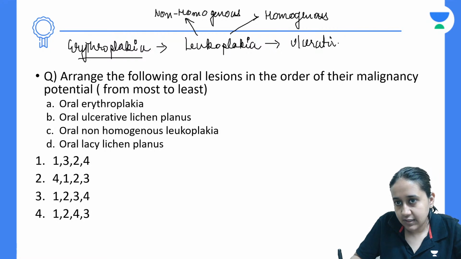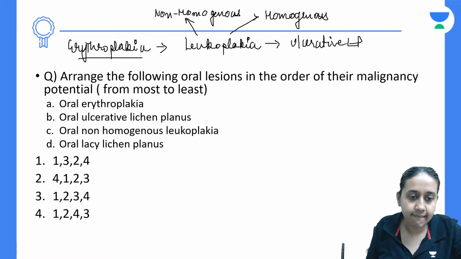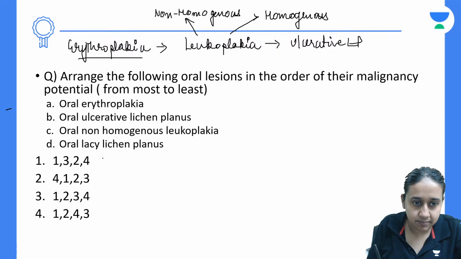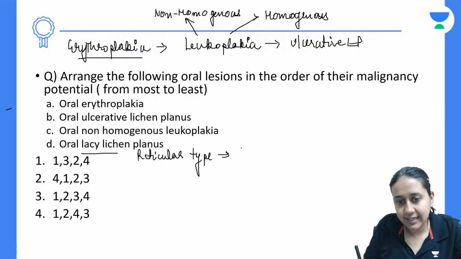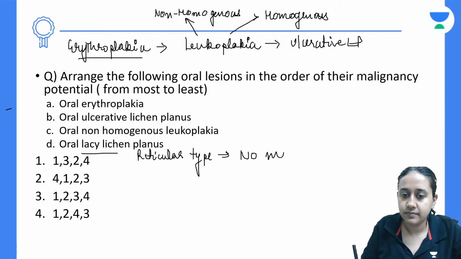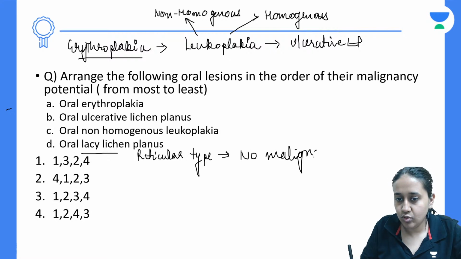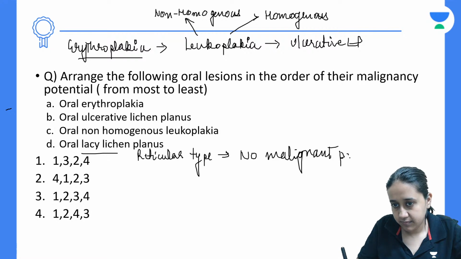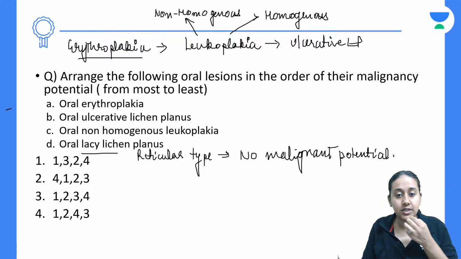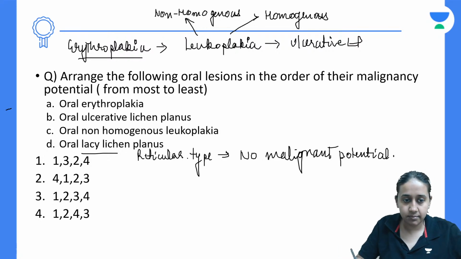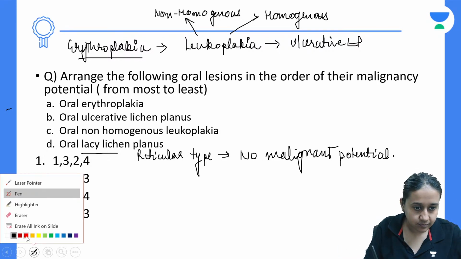And the next one is ulcerative lichen planus. Please remember, the lacy type or the reticulate type has no malignant potential. I hope this is clear to all my dear students.